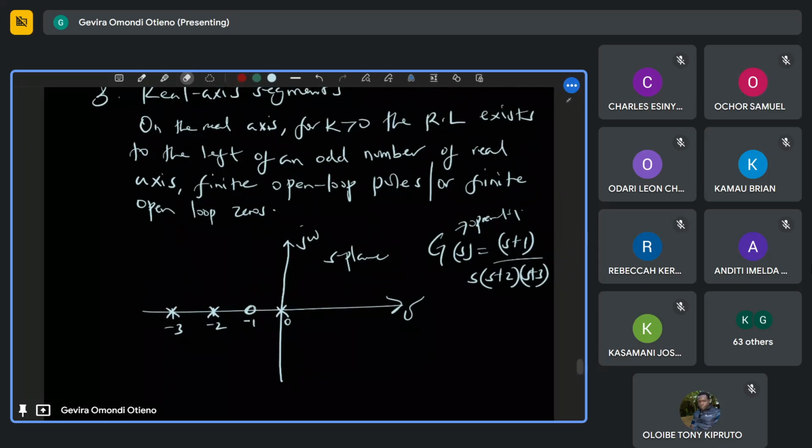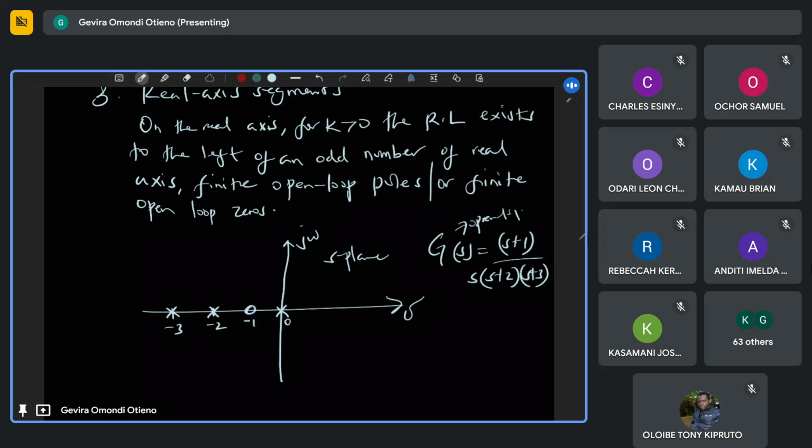This was my point. I say that the real axis segment rule only applies on the real axis, meaning if you look at the number of zeros, I have only 1 zero in my transfer function, and I have 3 poles. The rule says that a root locus exists to the left of an odd number of real axis, finite, open loop poles or zeros. So let me define each one of them before we look at what the rule says. It must be real axis, meaning the poles and zeros must lie on the real axis.